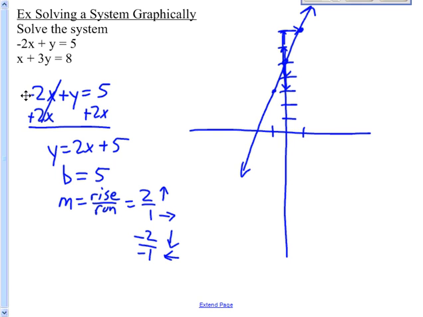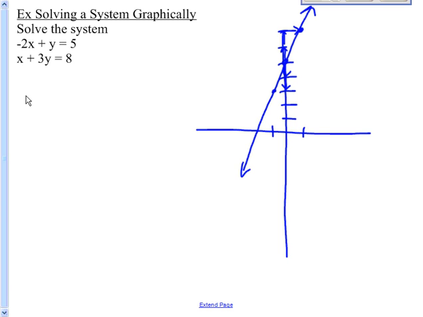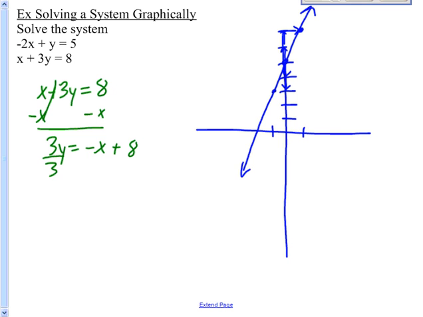x plus 3y equals 8. Erase this for a minute. x plus 3y equals 8. Solve for y here. Divide by 3, each of these. y equals negative 1/3 x plus 8/3.